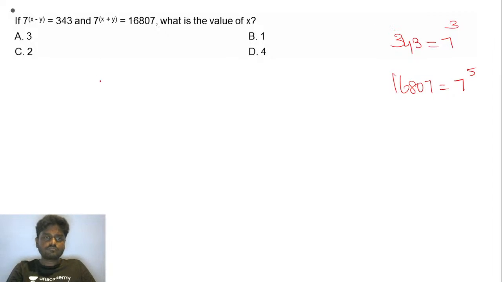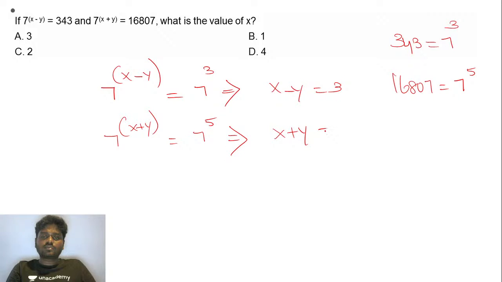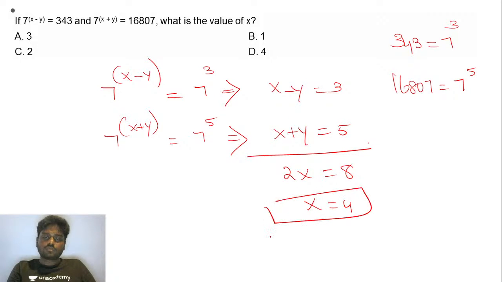Okay. Now see, if it is 7 power x minus y is equal to, let me write this as 7 power 3. And 7 power x plus y is equal to 7 power 5. If the bases are same, I can simply say that x minus y is equal to 3. And here, x plus y is equal to 5. If I simply add these two equations, I'll be getting 2x is equal to 8 and x is equal to 4. So the value of x is option D, 4. That's it.